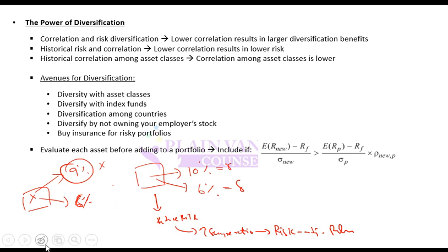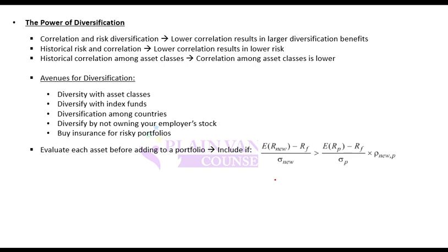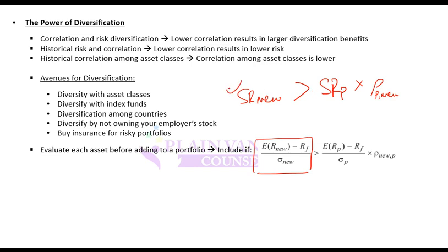So how do you decide that? You use a basic theory or formula which says that if the Sharpe ratio of the new asset is greater than the Sharpe ratio of the portfolio multiplied by the correlation of the portfolio with the new asset, then add the asset, otherwise do not add the asset. So if the Sharpe ratio of the new asset is greater than the Sharpe ratio of the portfolio multiplied by the correlation of the new asset with the portfolio, then add it, otherwise do not add it. Any problem so far?